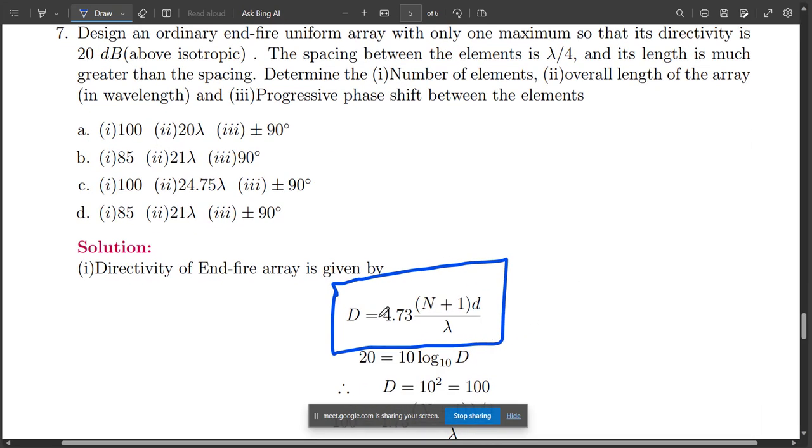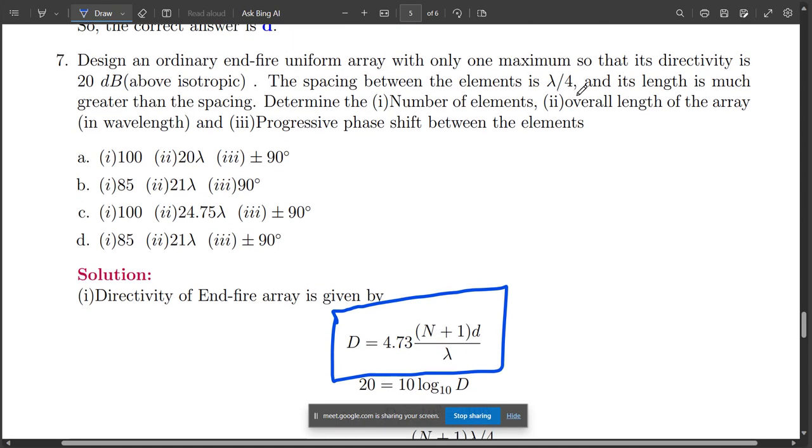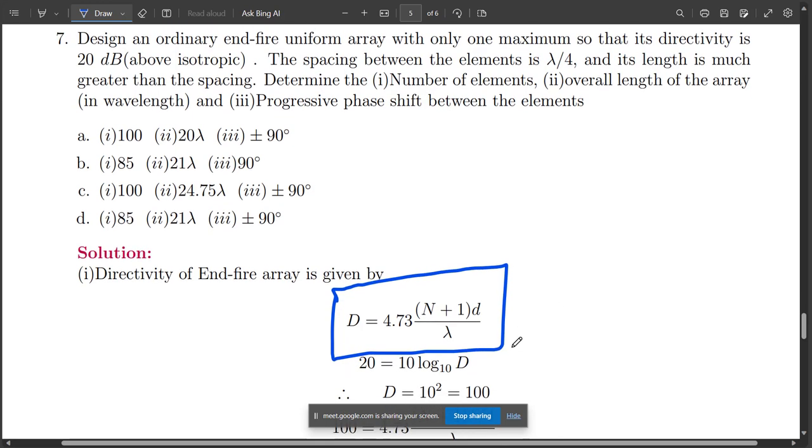Got it? So here you have to find n plus 1. N plus 1 is the number of elements, so the total number of elements is n plus 1. The directivity in dB is given to you, and small d is given to you as lambda by 4. So do it. First tell me how many elements there will be here. Take notice that it's an end fire uniform array.